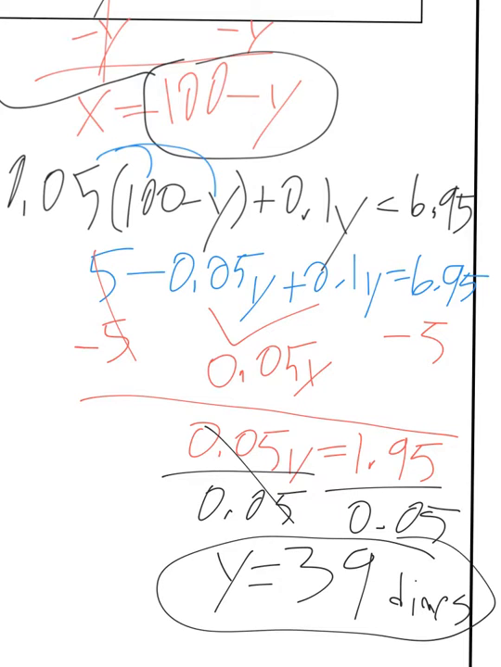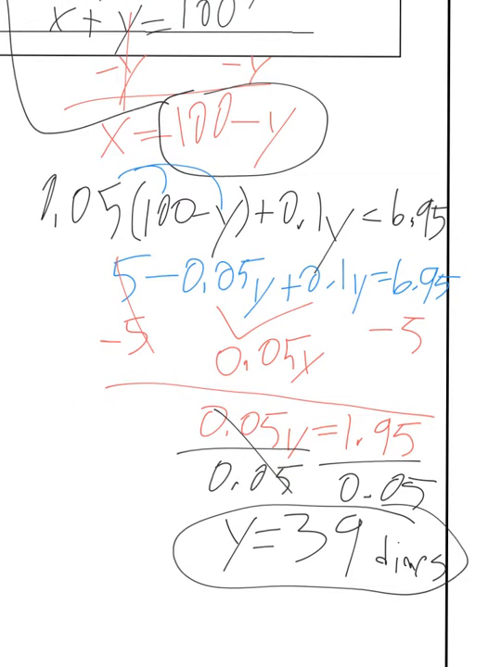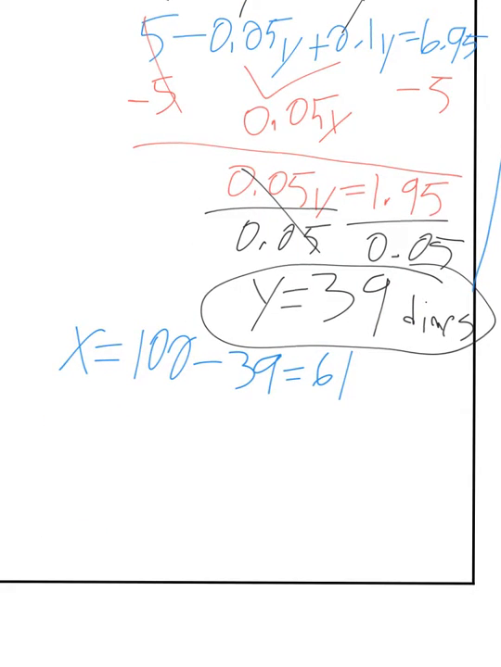All right, so if you know y equals 39 and you know x equals 100 minus y, what do you think we're going to do? We're going to plug it into that. So x equals 100 minus 39, and that's 61. So you can say x equals 61 nickels.